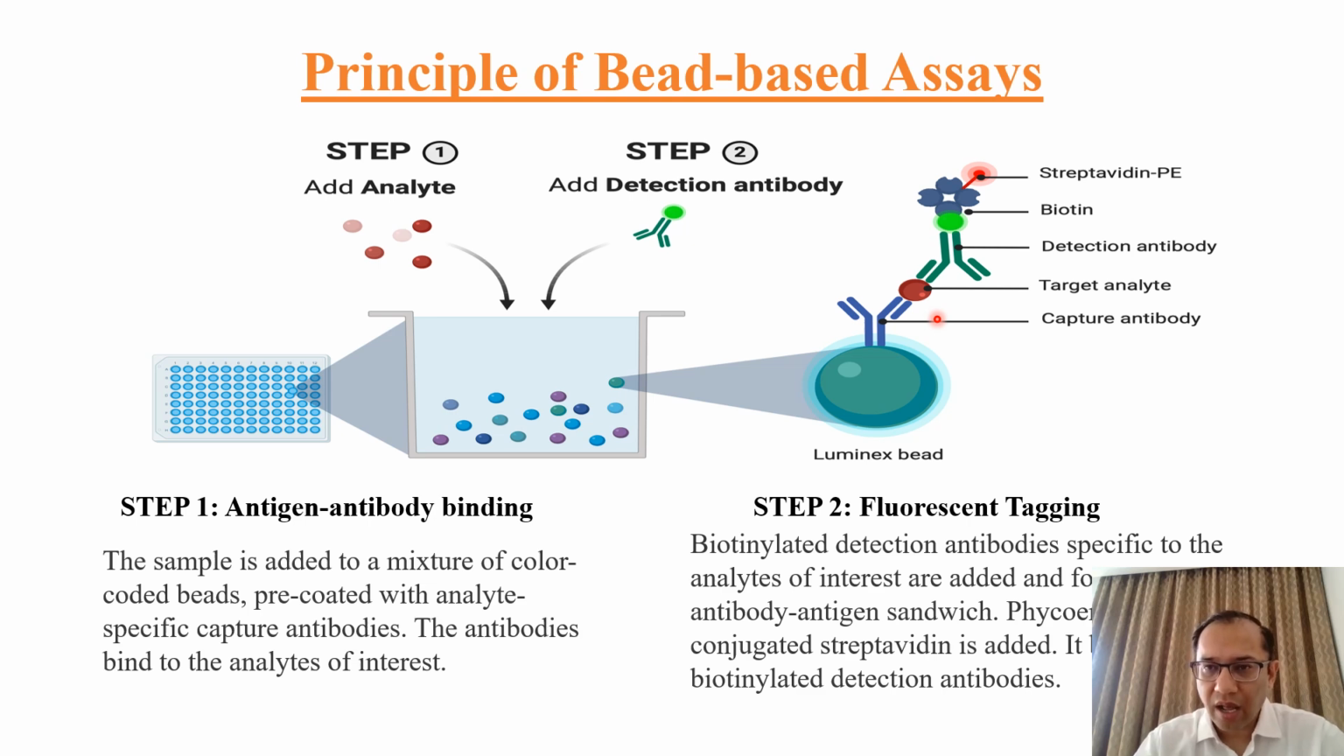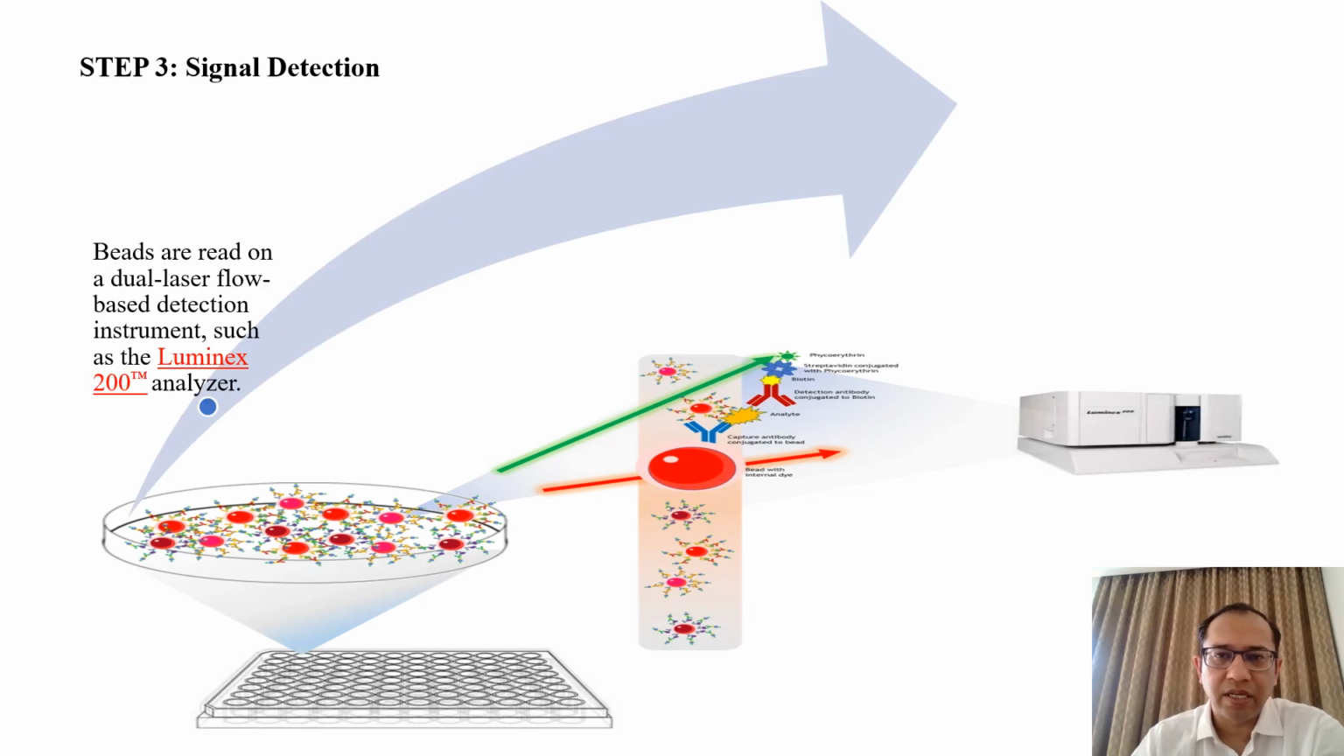Then you need detection antibodies which will bind to this target analyte. There is a fluorescent tagging to these detection antibodies. These are biotinylated detection antibodies specific to the analyte of interest, and they are for detecting this antigen antibody sandwich. They are generally phycoerythrin and streptavidin labeled, and this fluorescent tagging will give you the fluorescence when it passes through the Luminex. So once that happens, there is a signal detection.